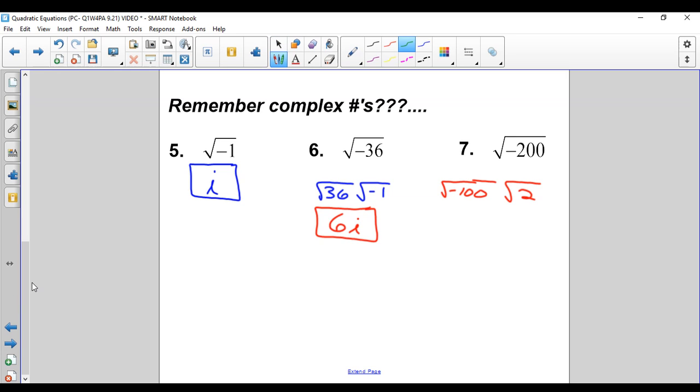I'm hoping we can just make the perfect squares negative and make sure we take the square root and just add an I with it. Square root of 100 is 10, but it was negative, so it's 10I. And then radical 2, nothing could be done with it, so I just write radical 2. We will be seeing those in our solutions this week.